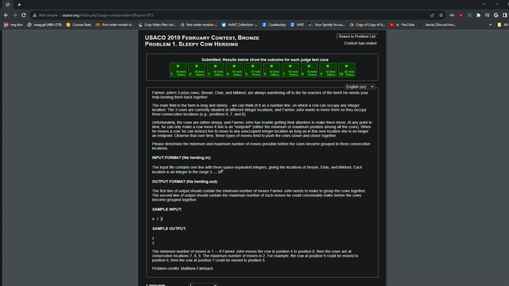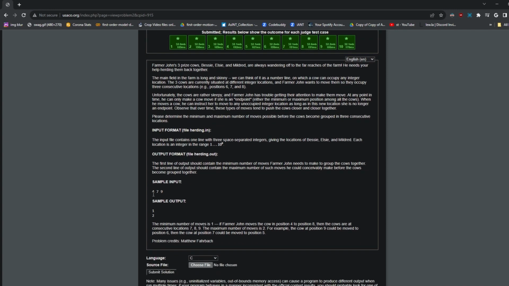So we move this cow here, at position 9, to position 6, right? And then after that, we can move the cow at 7 to position 5. So remember, it's just like inching them closer and closer together. And so obviously this example is pretty easy, but not all the test cases are going to be this nice. So let's go ahead and draw out some other test cases.